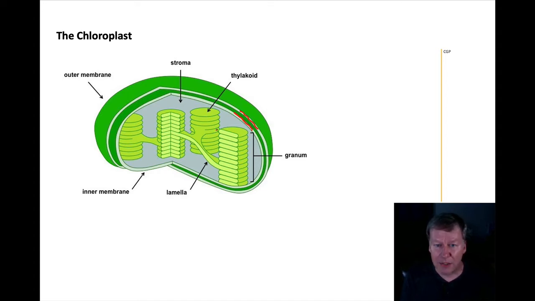It also has what look like little stacks of discs or pancakes right here. These are called thylakoids. So the individual discs are thylakoids. A stack of them are called the granum. But thylakoid is a term you need to know. It's going to become important.